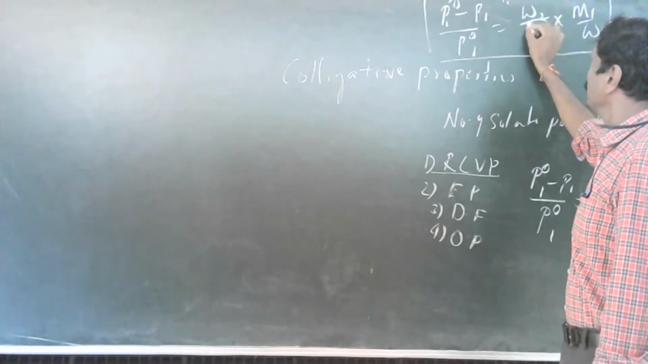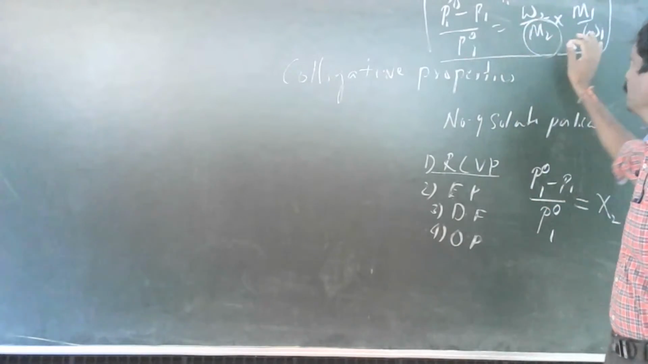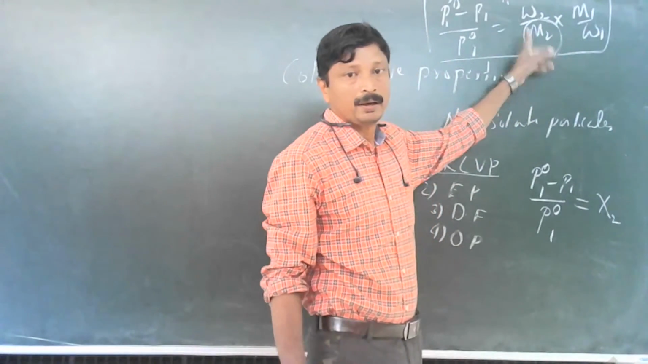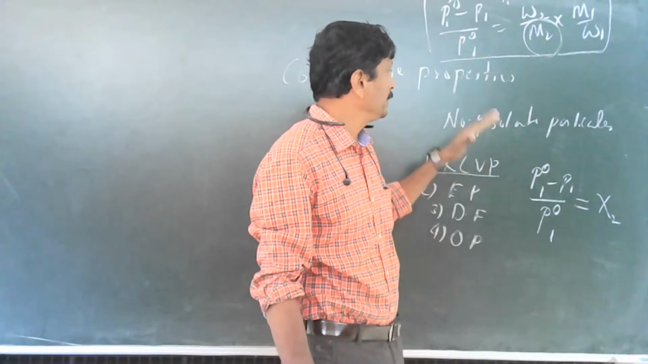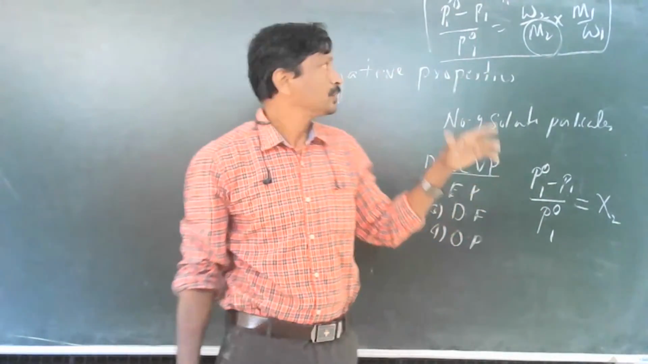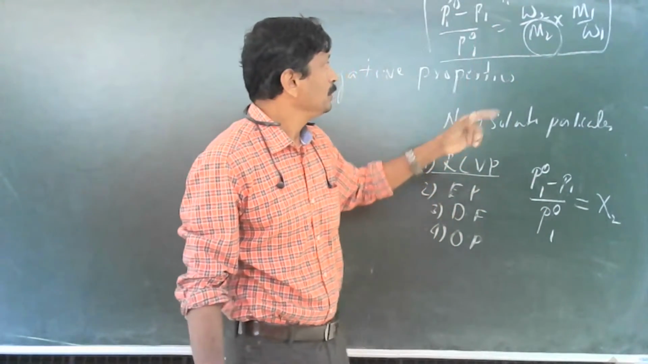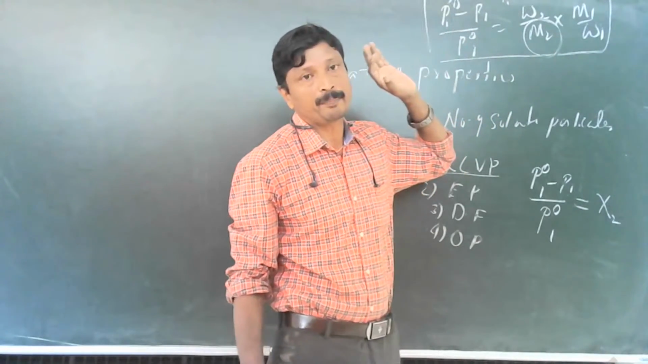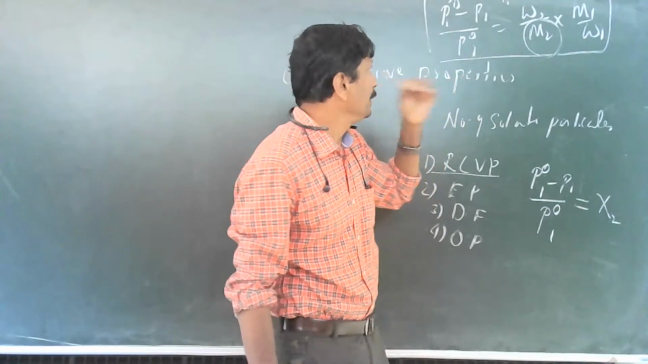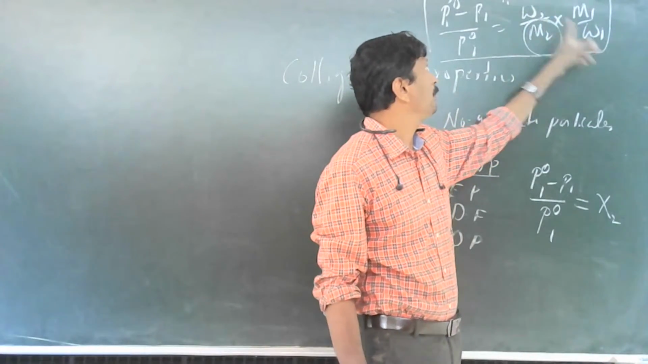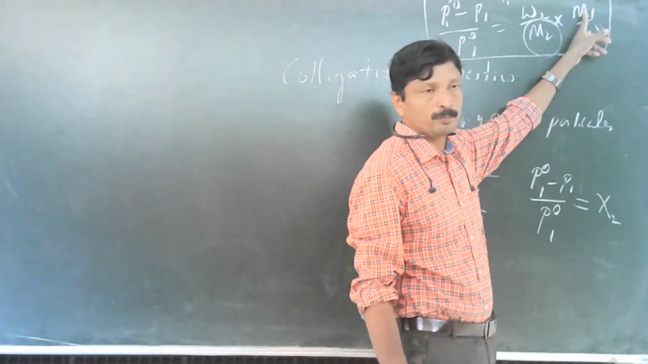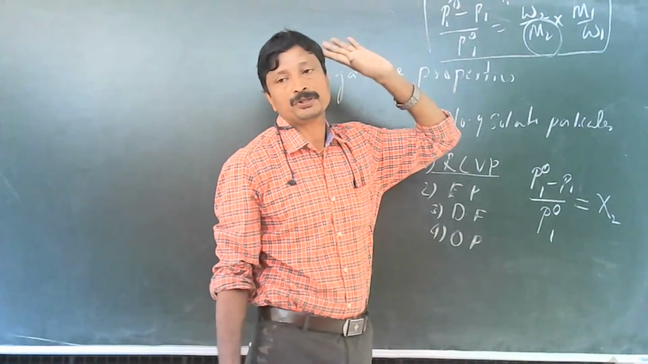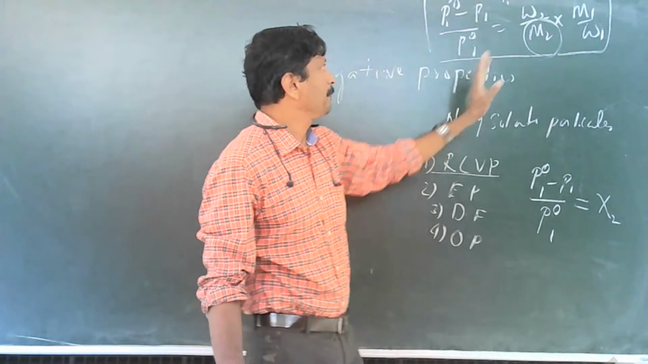This is used to determine the molar mass of the solute, M2. Here M2 is the molar mass of the solute. Already I told you these colligative properties are used to measure the molar mass of the solute. This is the first colligative property we have discussed, that is the RLVP. Here W1 and W2 are the mass of the solvent and the mass of the solute. M1 is the molar mass of the solvent. P0₁ is the vapor pressure of the solvent. P₁ is the vapor pressure of the solution. So you can determine M2.